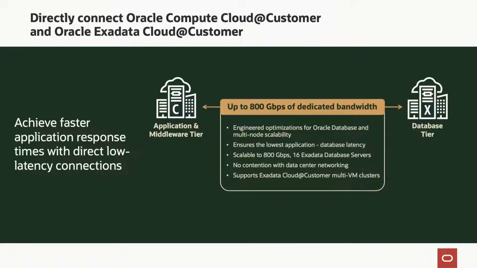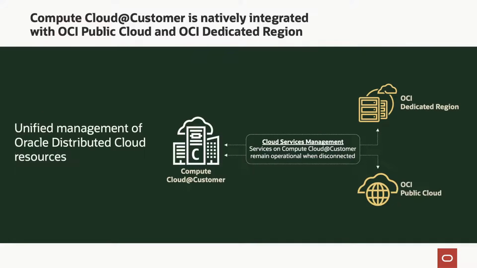And of course, you get unified management. When you deploy Compute Cloud at Customer into your data center, it's connected to a public cloud region or a dedicated region, where it becomes a resource that you see visibly inside your OCI console, just like you see Exadata Cloud at Customer inside your console. So you can manage Compute Cloud at Customer through the console environment of a public region or a dedicated region.